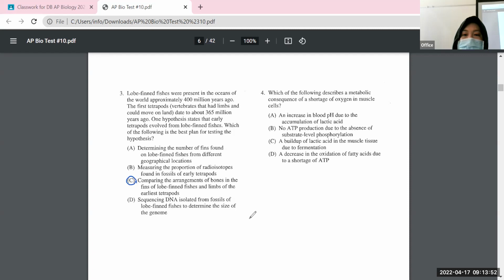Which of the following describes a metabolic consequence of a shortage of oxygen in muscle cells? So what happens when we run out of oxygen? Your muscle cells can no longer do cellular respiration. If your muscle cells can no longer do cellular respiration, what is going to happen? They're going to have to resort to fermentation, and what are we going to produce? We're going to produce lactic acid.